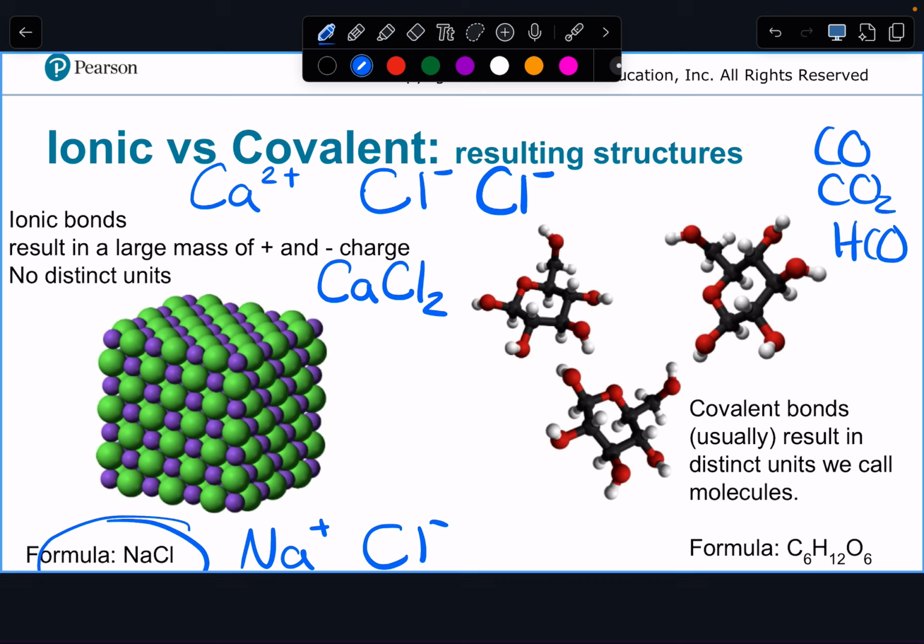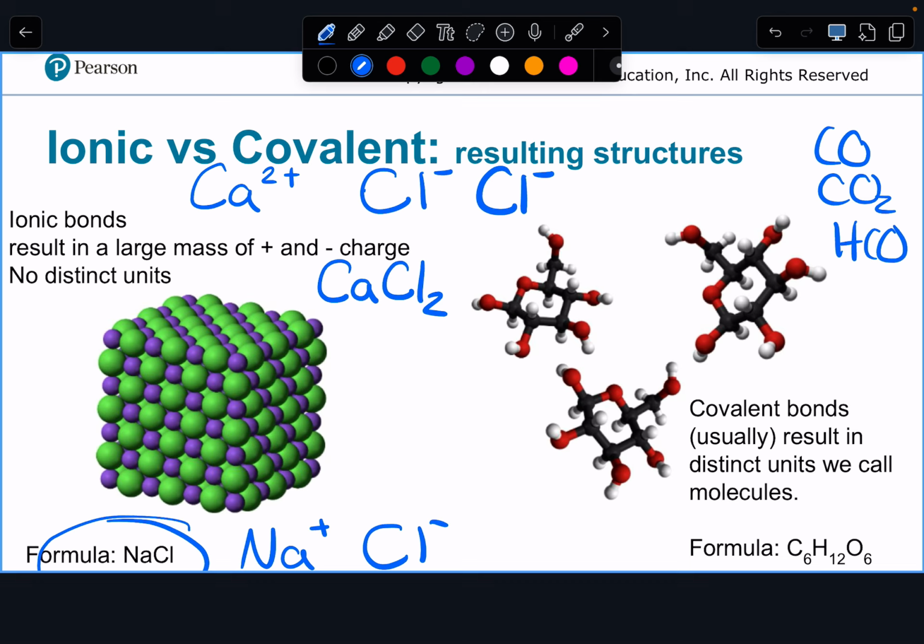We'll do some harder examples in a second. Okay, what do we mean by CaCl2 or NaCl in the example of an ionic compound? We do not mean that there is a single sodium and a single chlorine that stick together. There's actually a big mass of sodium plus and Cl minus ions that are all intertwined together.